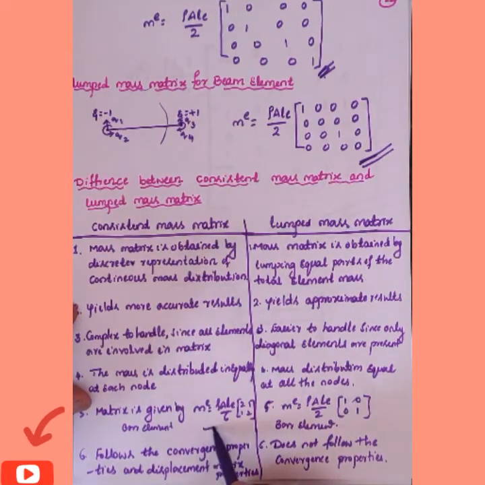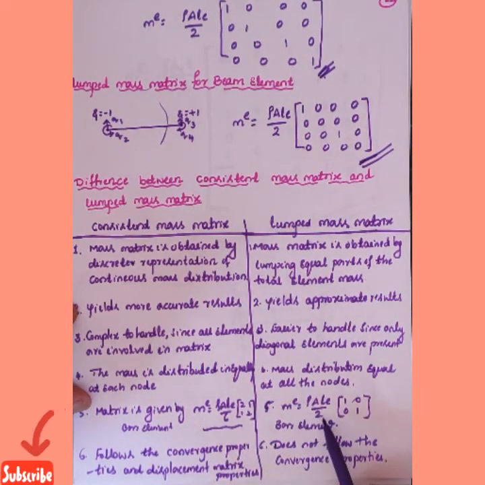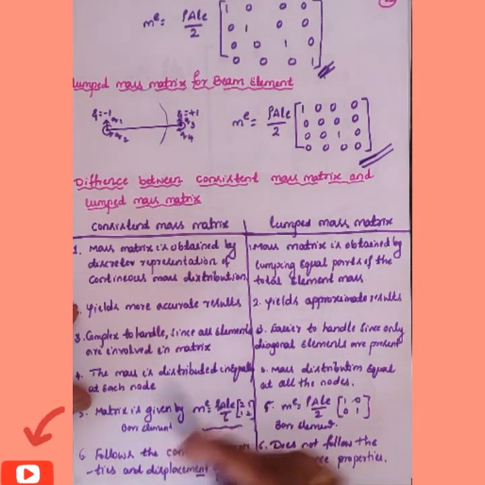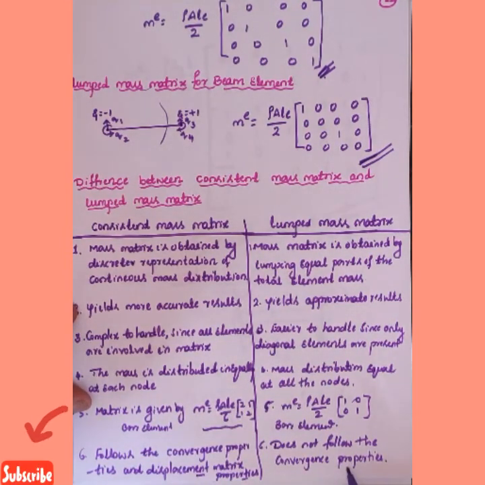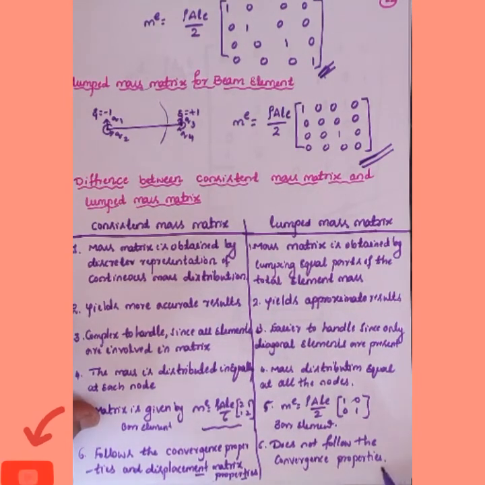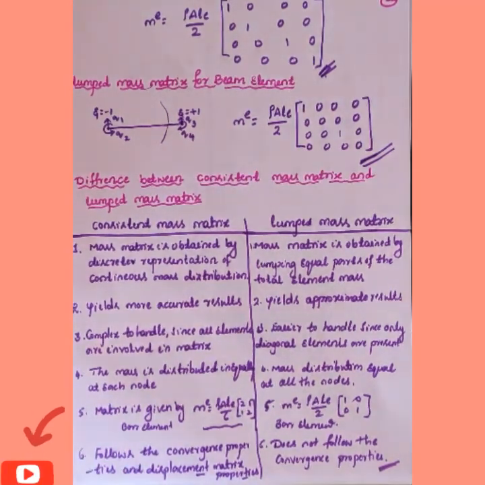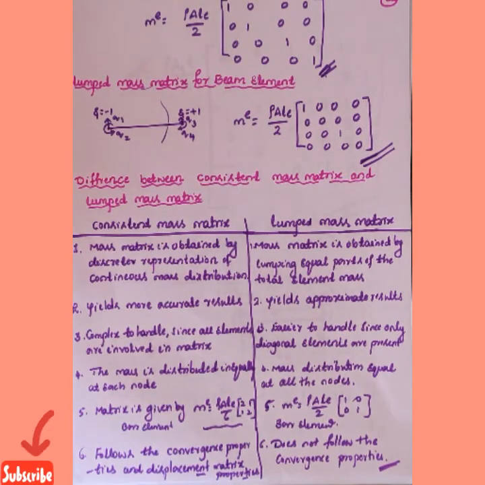Now an example for the mass matrix. The consistent mass matrix for bar element is ME equals rho A LE by 6 times 2, 1, 1, 2. Similarly, the lumped one is rho A LE by 2 times 1, 0, 0, 1. Now, does it follow the convergence properties? Yes, the consistent one will follow, because the complete element is considered, so there are convergence properties. The lumped one does not follow the convergence properties. Now this is your theory content related to the consistent mass matrix and lumped mass matrix. Thank you.